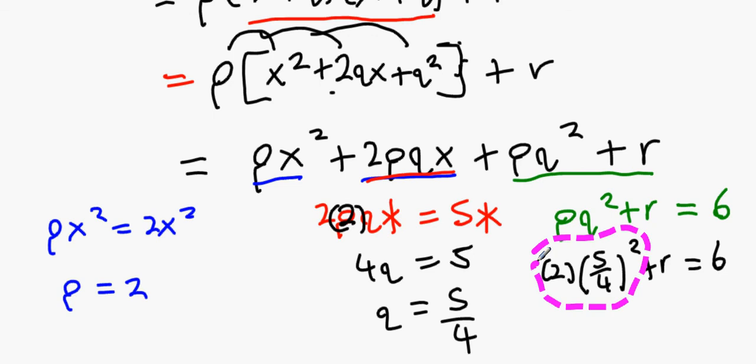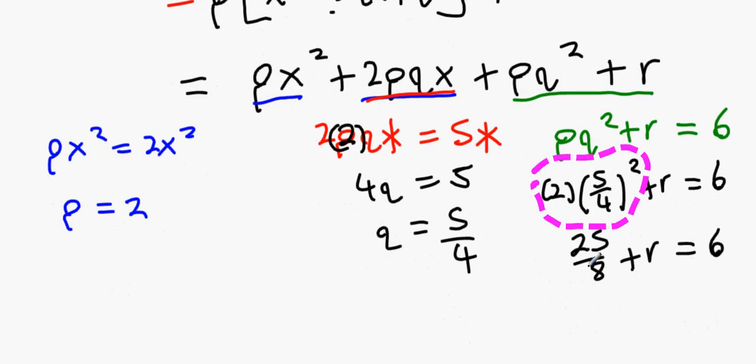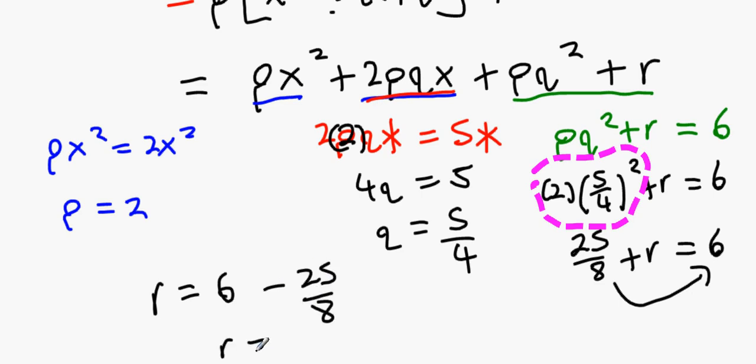Is 25 over 8. Okay, so that's going to get you 25 over 8 plus r equals 6. Move 25 over 8 over to the other side, and we're going to get r equals 6 minus 25 over 8. And therefore r is equal to 23 over 8.